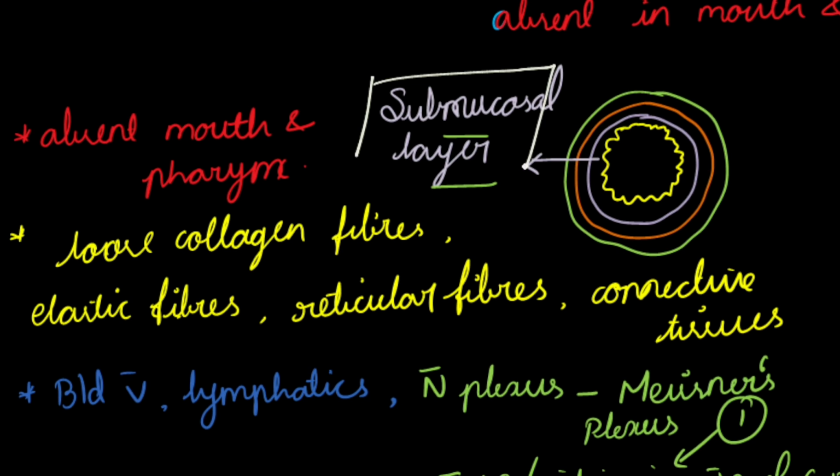Then our submucosal layer. It is absent in the mouth and pharynx, and here it is made of loose collagen fibers, elastic fibers, reticular fibers, and connective tissues. And here we can see an important nerve plexus, which is contributing to the intrinsic nervous system of the GIT, that is Meissner's plexus or submucosal nerve plexus.